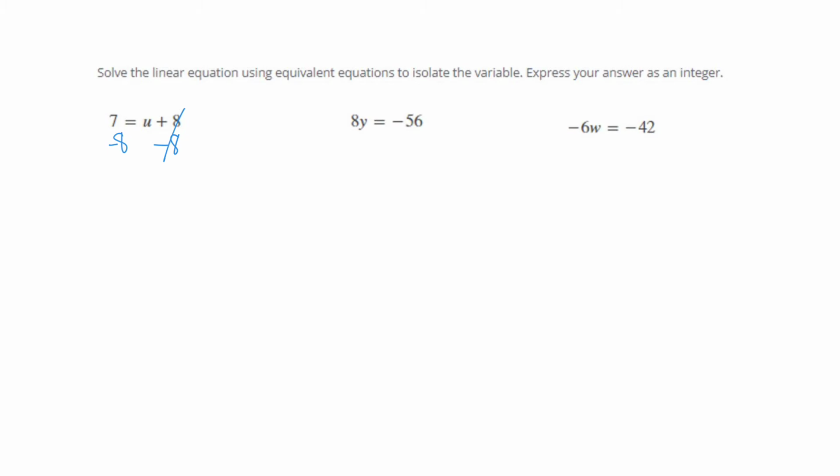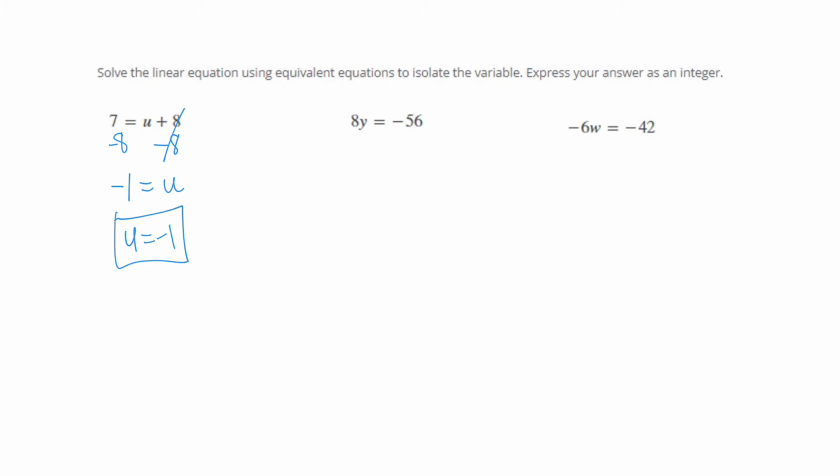Now there I got to do a little bit of math. I've got a 7 minus 8. So think back to that first slide of the chips and stuff. I have 7 positive chips. I have 8 negative chips. I have 1 extra negative. So it's a negative 1 equals u. All right, there you go. You've solved it. U is by itself. U is equal to negative 1 if you like to write it the other way around.